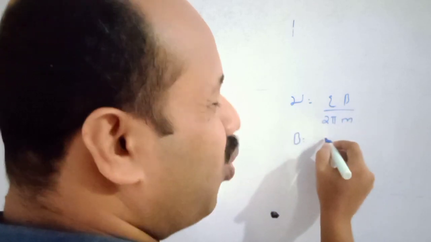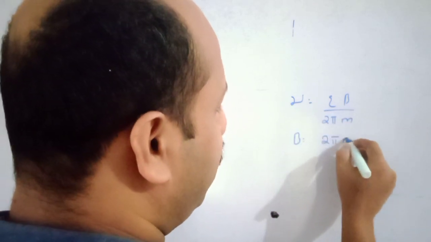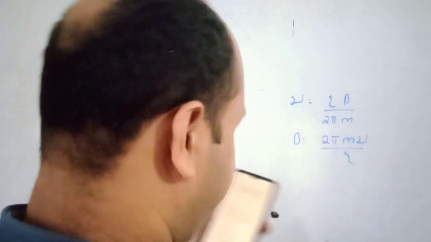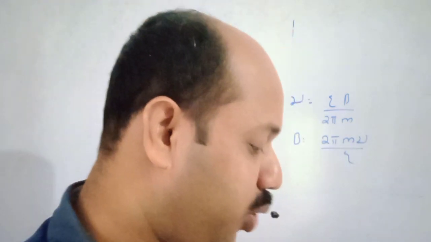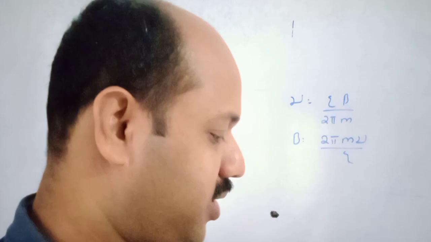Therefore, B is equal to what? 2 pi m nu divided by q. Magnetic field is 2 pi m nu divided by q. There are two choices. Yes.